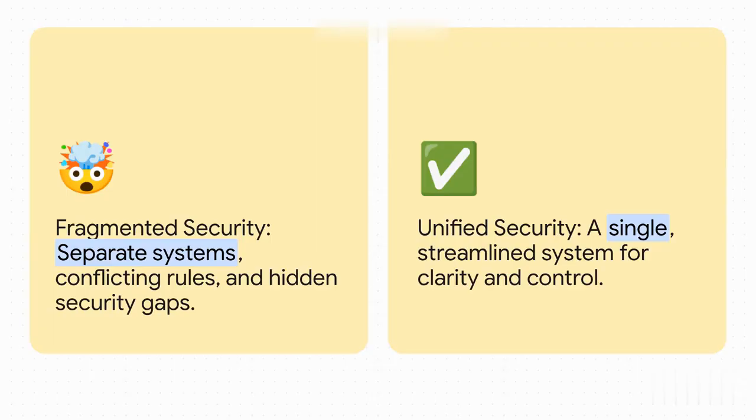So you're basically stuck between these two worlds. On the left, you've got the fragmented mess, separate systems, rules that contradict each other, and some really dangerous blind spots. But on the right, that's the dream. A single, unified system that gives you clarity and, most importantly, real control. That's the architecture we are going to build together, step by step.